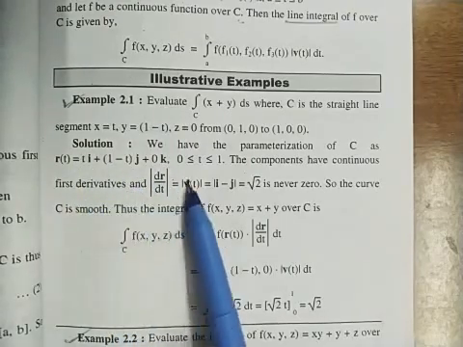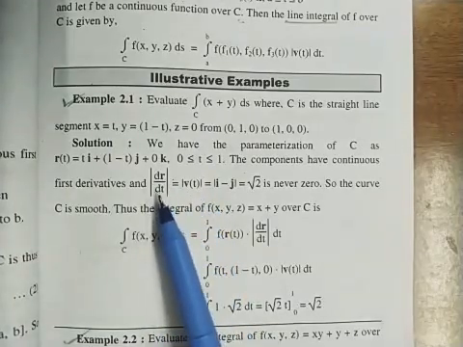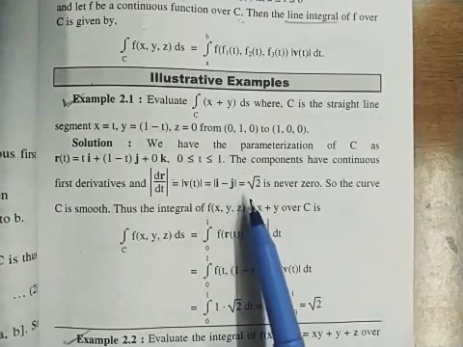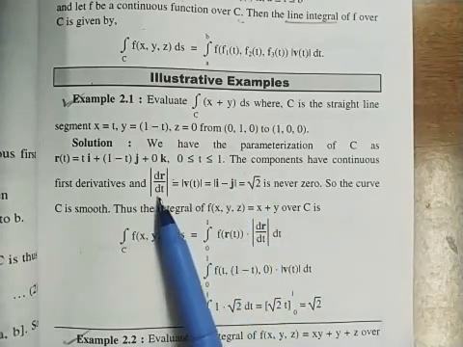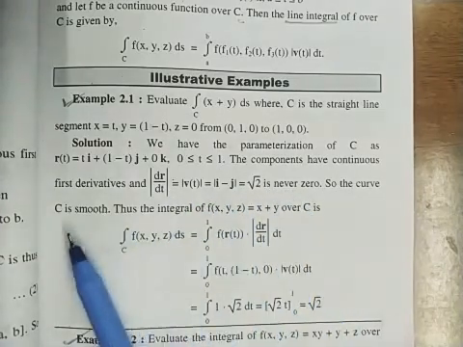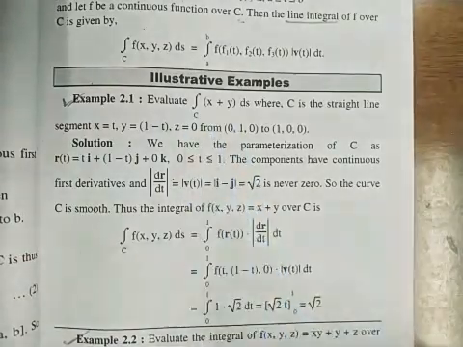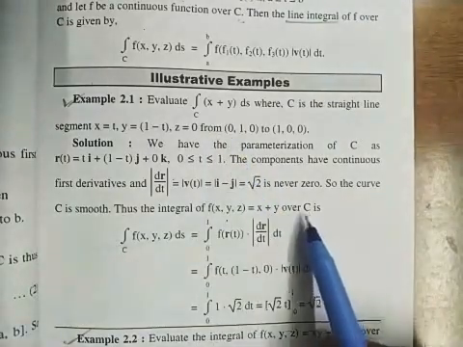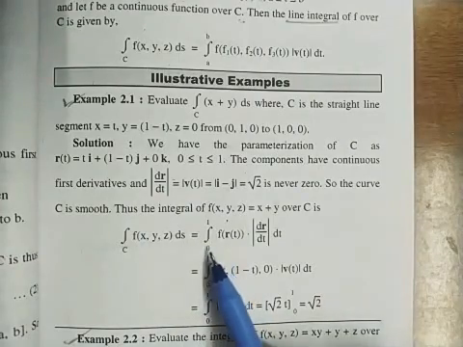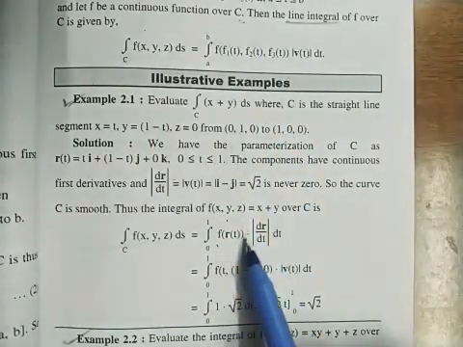So the magnitude of dr/dt, what we call the magnitude of v(t), is the magnitude of i - j, that is the square root of 1 squared plus 1 squared, that is root 2. Okay, it is the magnitude of velocity, root 2. It is never 0, so we can say that C is a smooth curve. Therefore, using this formula, the integral over C of f(x, y, z) ds is the integral from 0 to 1 of f(r(t)) times the magnitude of dr/dt dt.